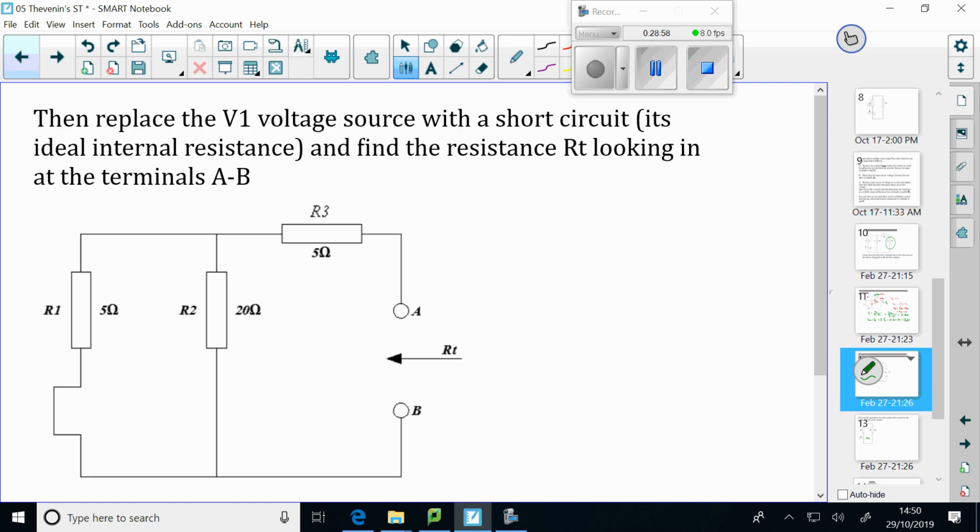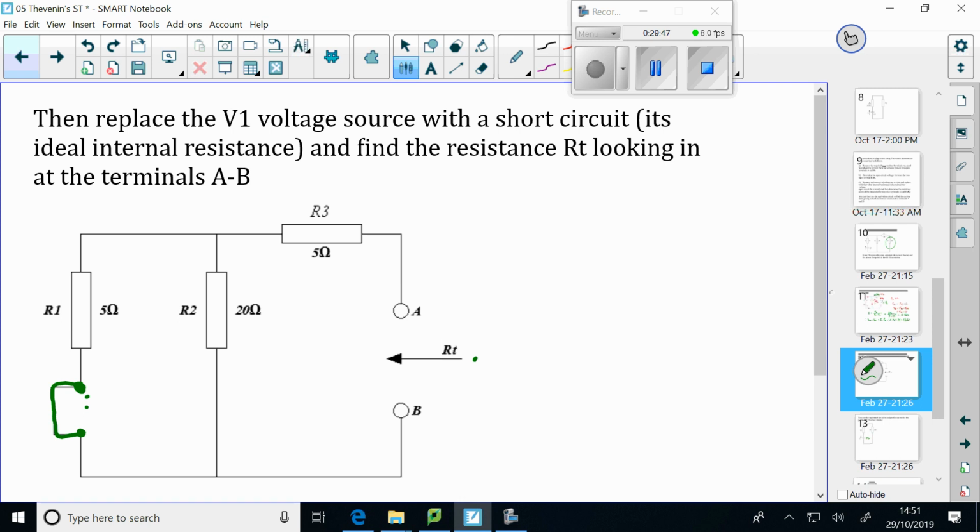Now going back one page, what we then have to do is take out the voltage source, which was here, and replace it with its ideal internal resistance, which is a short circuit. I tend to draw them on like that, so you can see that you've actually taken something out and replaced it with a short circuit. And always in assignment questions, I would expect you to show these different diagrams. Don't try and do it all on one diagram. Draw a new diagram, take the voltage source out, and put the short circuit in.